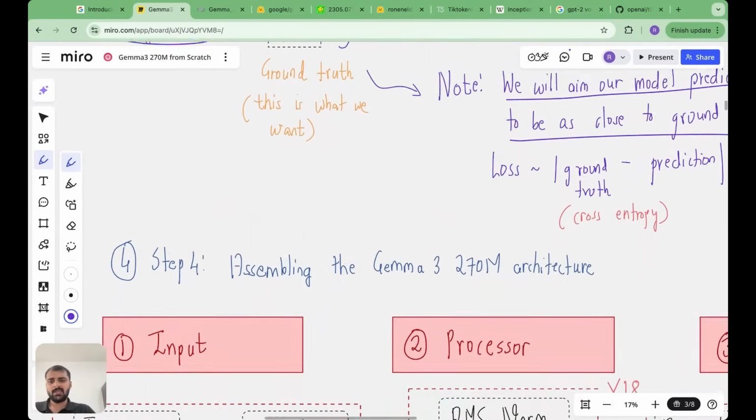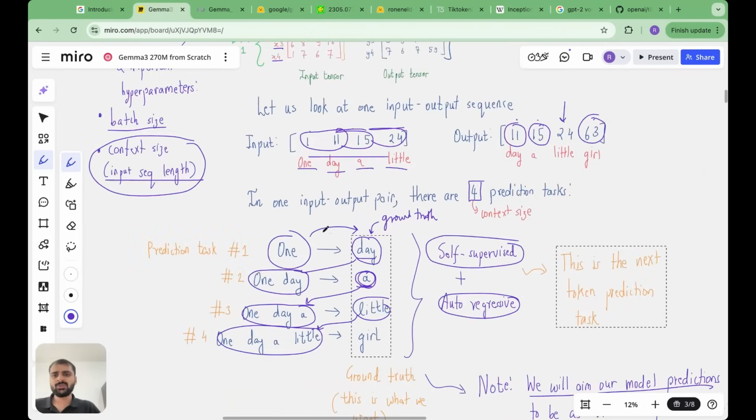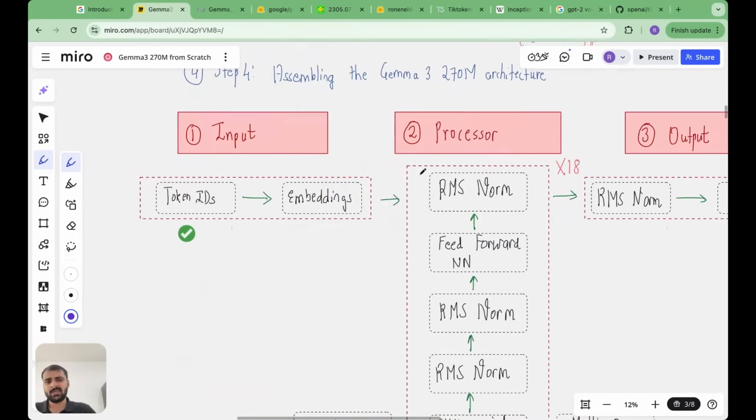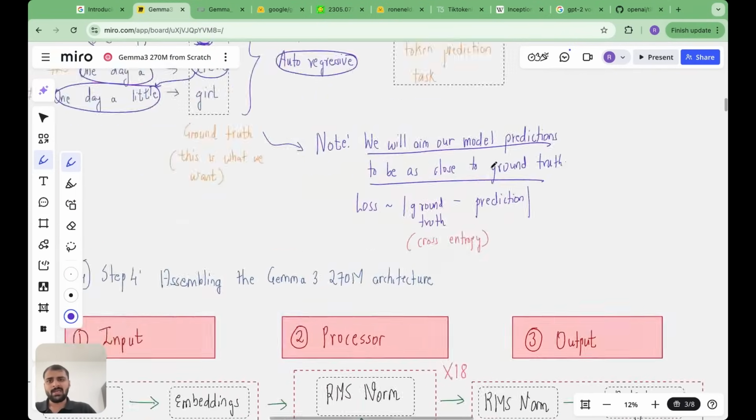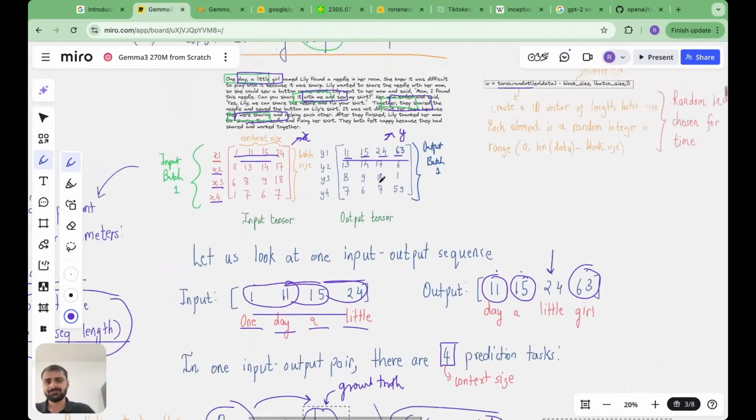I hope all of you are ready. In the next step, what we are going to see is that we are going to assemble the Gemma architecture. And then we are going to see how this input will pass through this architecture and how it will get us the predictions, which we will ultimately compare to this output, which is the ground truth.